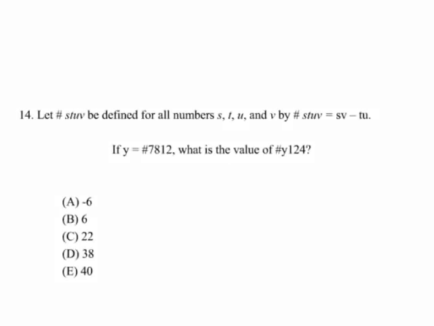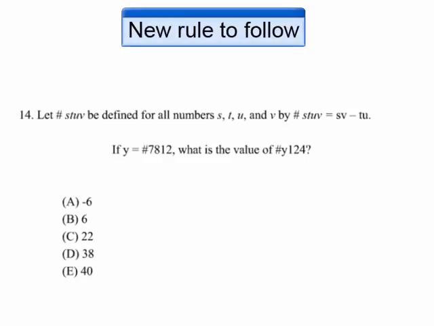You can be sure you're going to see made-up functions on the SAT. By made-up functions, we mean you're given a new rule to follow, and it's identified by strange signs. In this case, it's a pound sign. It could be an arrow, it could be a star, it could be any one of a number of symbols. But the SAT is going to give you a new rule to follow. In this case, a pound sign.